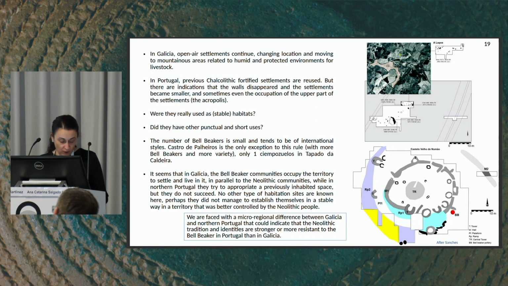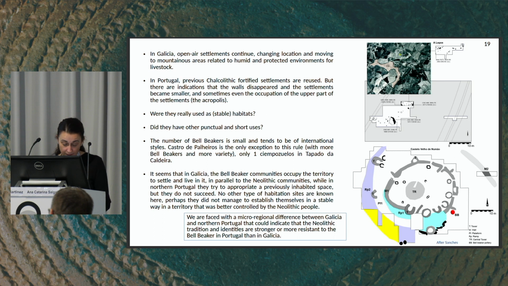We have some changes. For example, the settlements change location, moving to mountain areas related to humid and protected environments for livestock. In Portugal, walled sites were reused by the Beaker people, but there are indications that the walls disappeared and the settlements became smaller. And sometimes the occupation was even in the upper part of the settlements, in the acropolis.